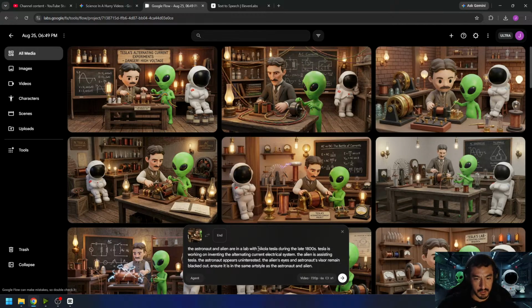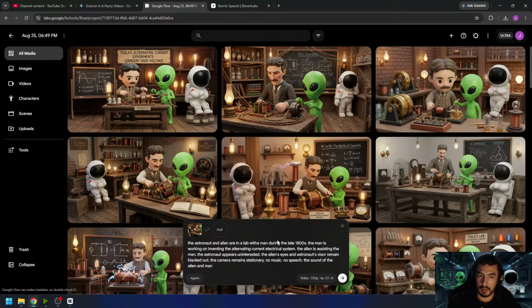Astronaut and alien are in the lab with, again, we have to change his name, a man during the late 1800s. The man is working on inventing the alternating current electrical system. The alien is assisting the man. The astronaut appears uninterested. Alien's eyes, astronaut's visor remain blacked out. The camera remains stationary. No music. No speech. The sound of the alien and man working.